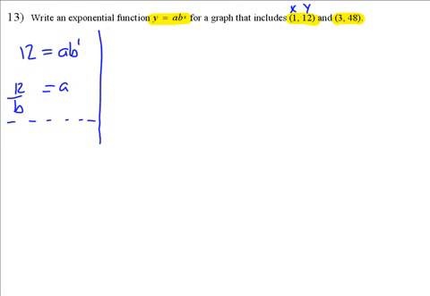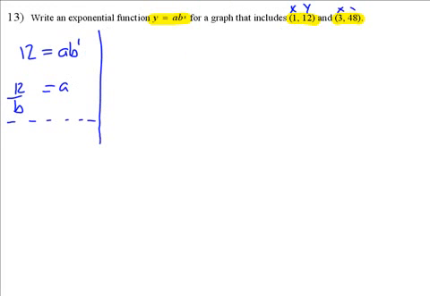So I don't know what to do, so I'm going to put, this is an x value, this is a y value. I'm going to put 1 in for x and 12 in for y and see what I can do with it. I get 12 equals ab to the 1, which is just the same as ab. I'm going to solve that equation for a. So a is equal to 12 over b. That's about all I can do with the point (1, 12). I can't do anything else with it. I'm stuck right there.